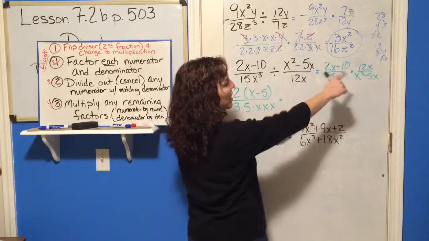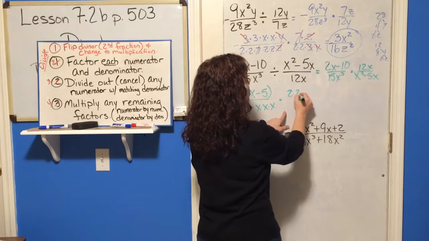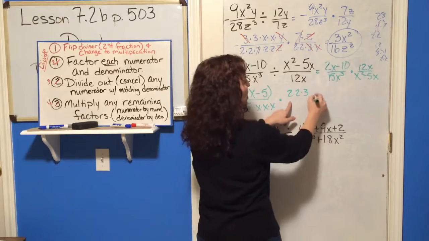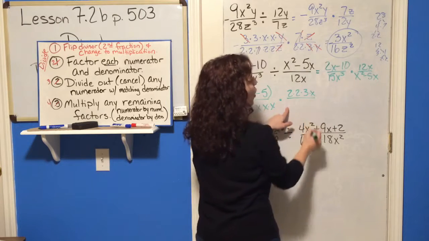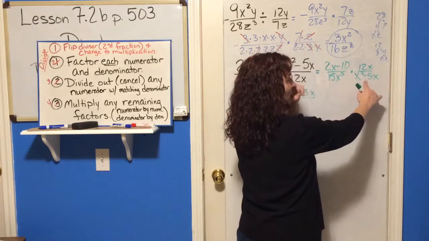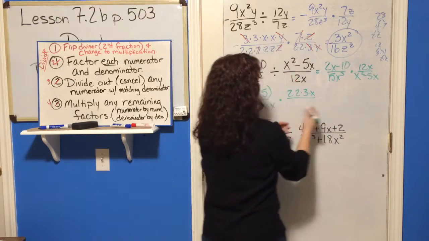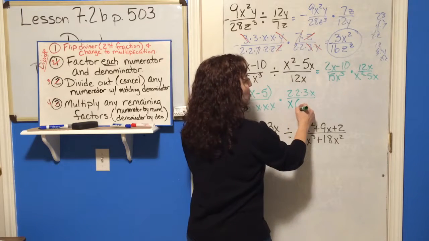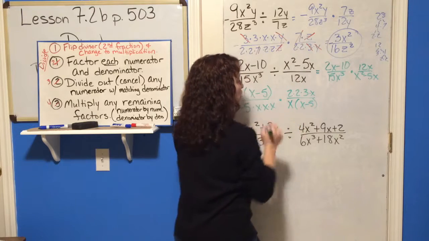And now we're going to multiply by 12, which we said was 2 times 2 is 4 times 3 is 12, times an x over x squared minus 5x. Once again, this is a minus, so we can't split this up, but there's an x in both. So x times x minus 5.